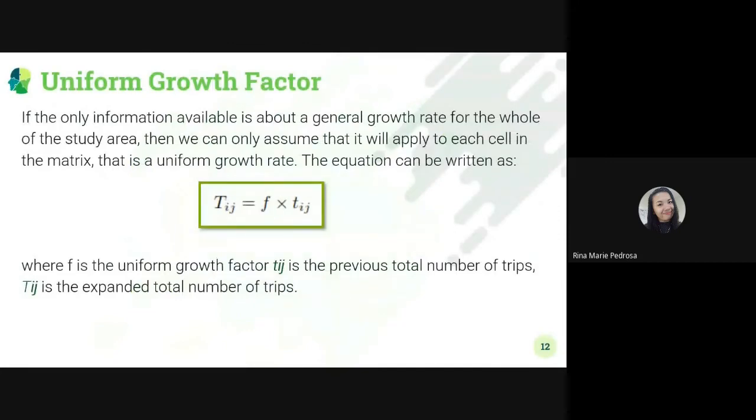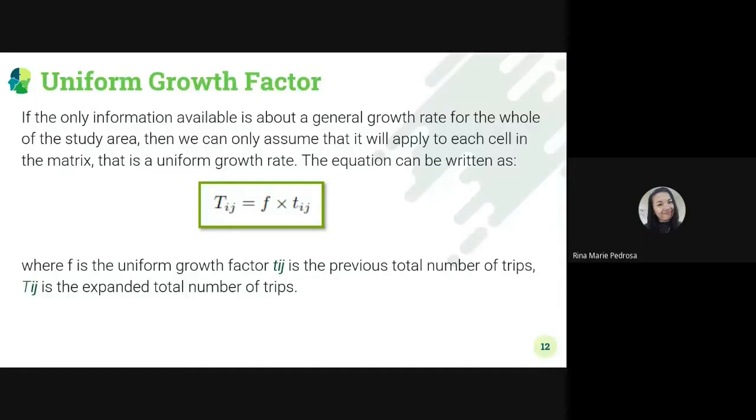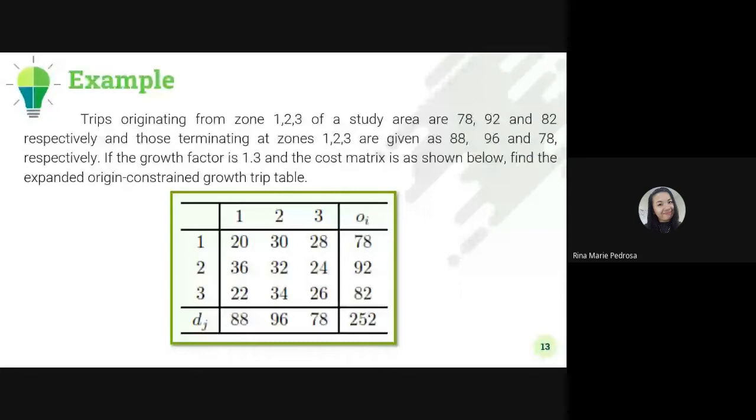So here, advantages are that they are simple to understand and they are useful for short-term planning. The limitation for this one is that the same growth factor is assumed for all zones as well as attractions. Anyway, if the only information available is about a general growth rate for the whole of the study area, then we can only assume that it will apply to each cell in the matrix. That is a uniform growth rate. The equation can be written as T sub ij is equivalent to F times small t sub ij, where small t is the previous total number of trips, while your capital T sub ij is the expanded total number of trips.